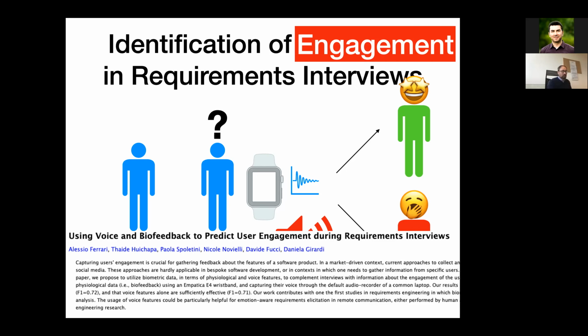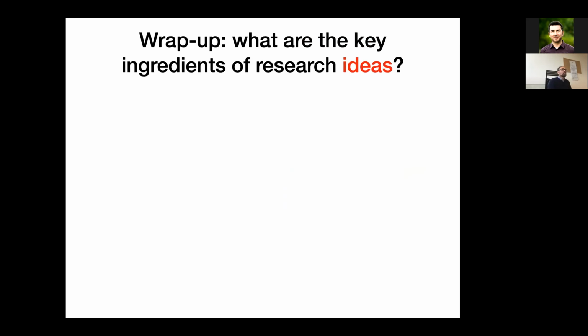And I think it's a good direction also for requirements engineering and software engineering, because we do meetings, we do conversations, and there is a lot of information, also emotional information, that is passing through this conversation. So to wrap up and close this keynote, I showed you some research ideas that I'm proud of. They are not so impactful, but at least in my opinion, they are nice.